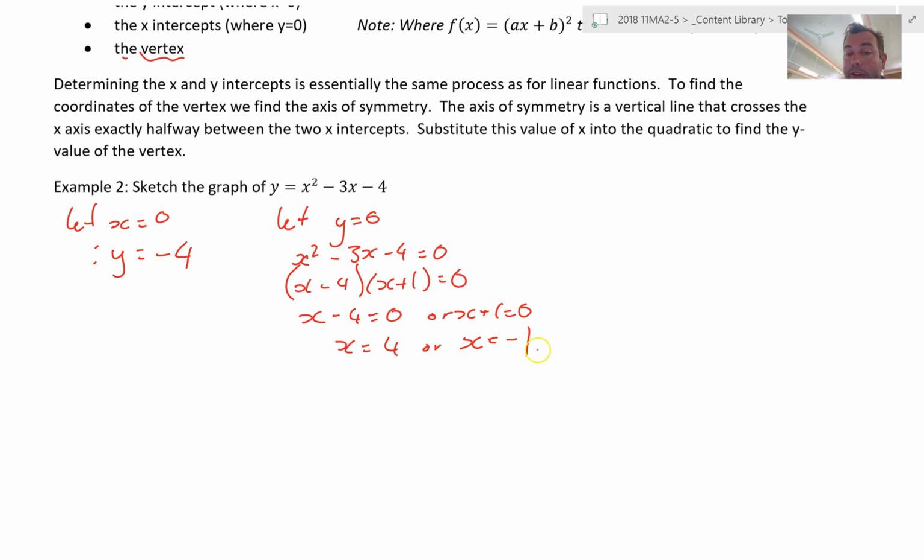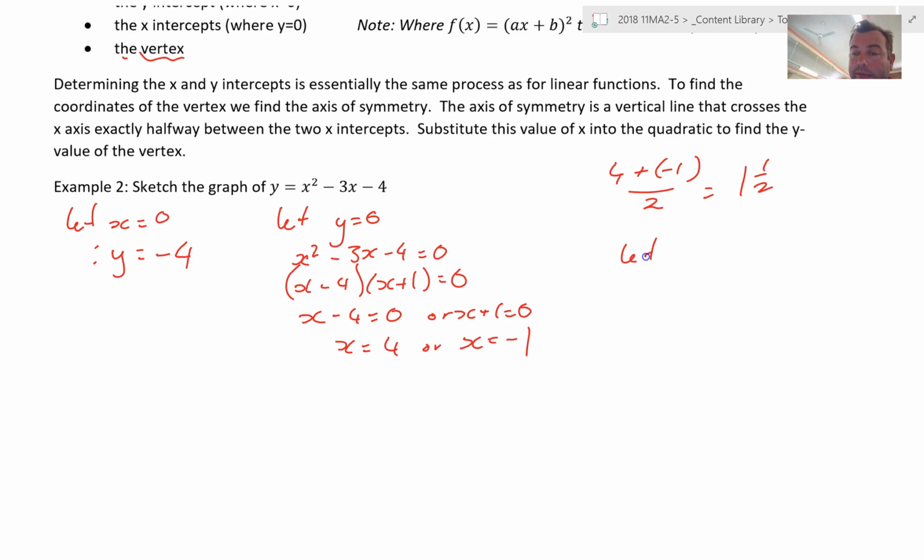So, if I find the average of these two, add them together divided by 2, that's going to be the axis of symmetry. If I substitute that into my equation, that is going to give me the y-coordinate of the vertex. See how that works? 4 plus negative 1 over 2 equals 1.5. Okay, my axis of symmetry is at x equals 1.5.